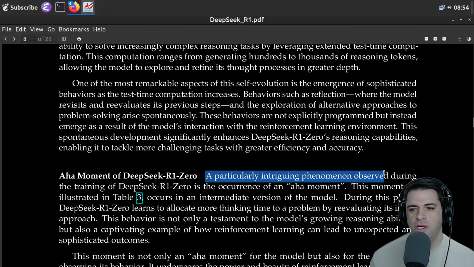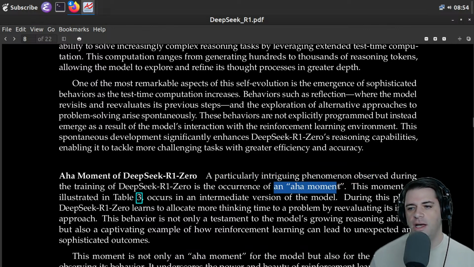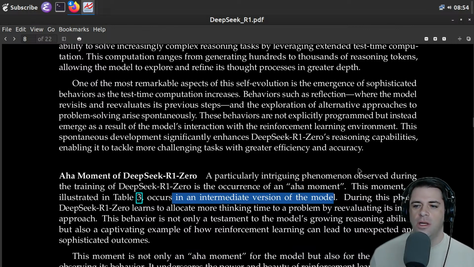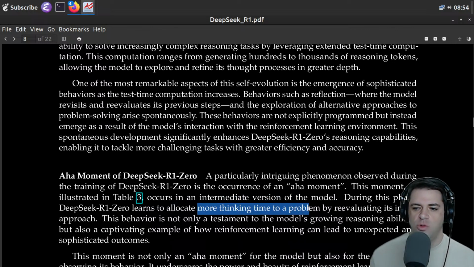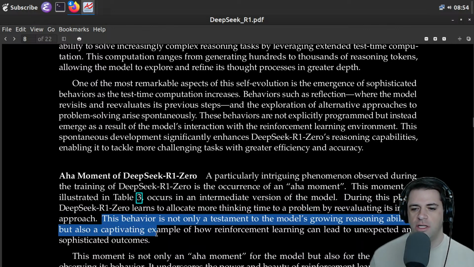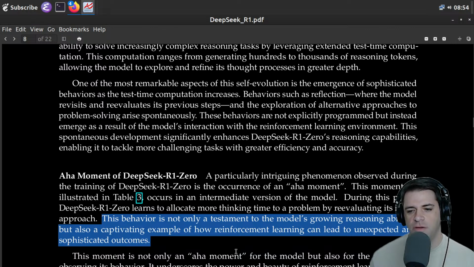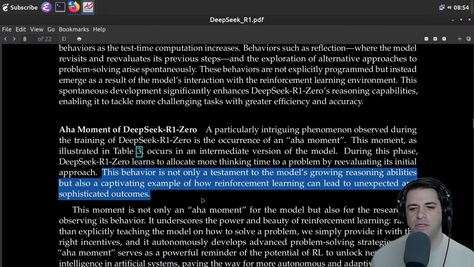A particularly intriguing phenomenon observed during the training of R1-Zero is the occurrence of an "aha moment." This moment, as illustrated in Table 3, occurs in an intermediate version of the model. During this phase, DeepSeek R1-Zero learns to allocate more thinking time to a problem by re-evaluating its initial approach. This behavior is not only a testament to the model's growing reasoning abilities, but also a captivating example of how reinforcement learning can lead to unexpected and sophisticated outcomes.